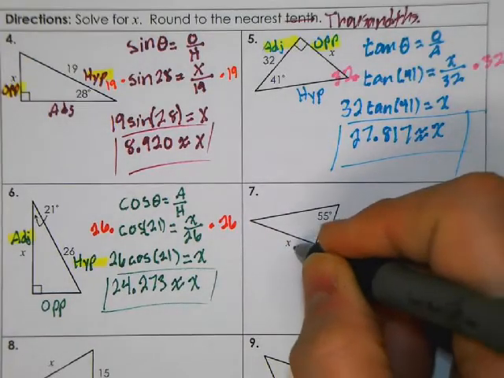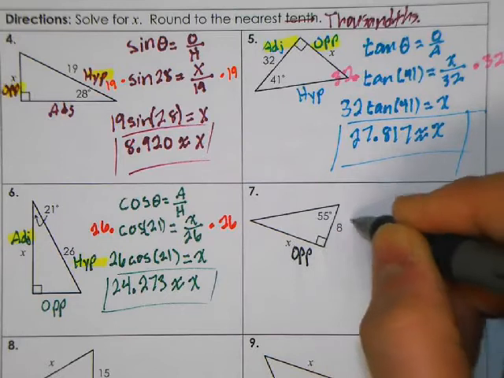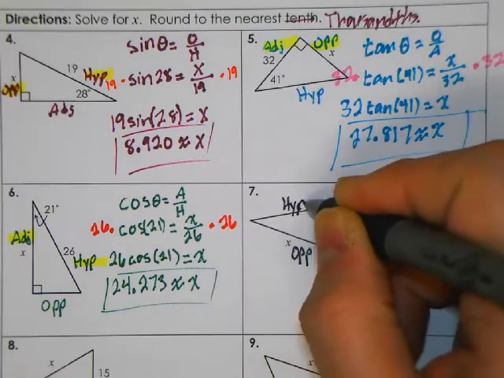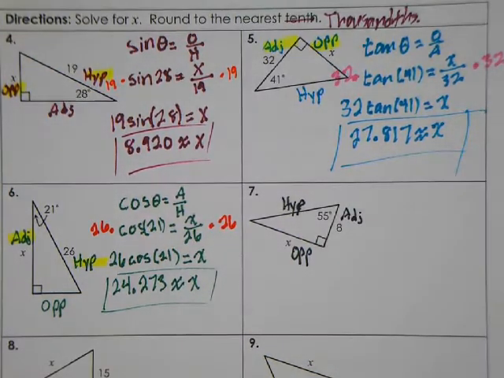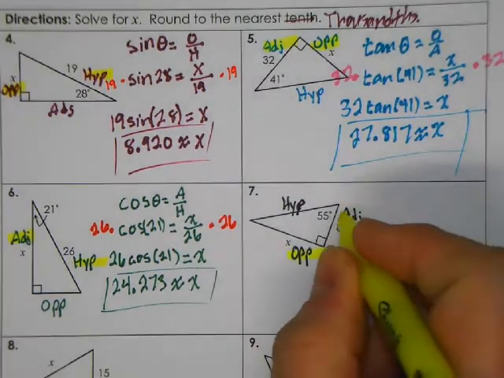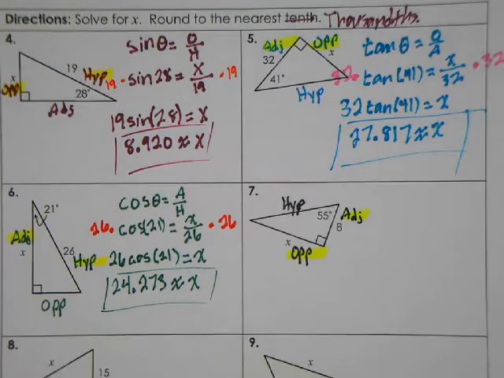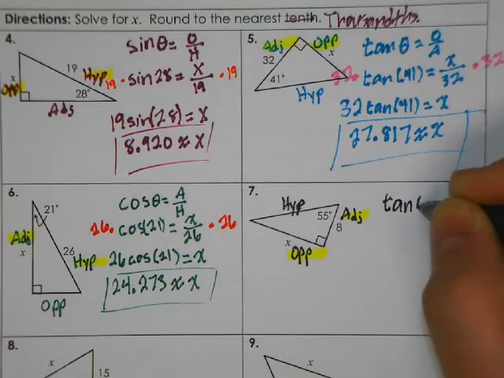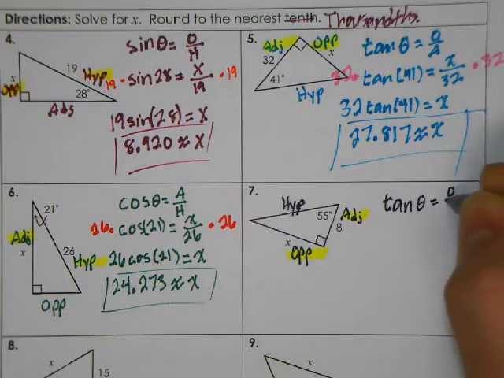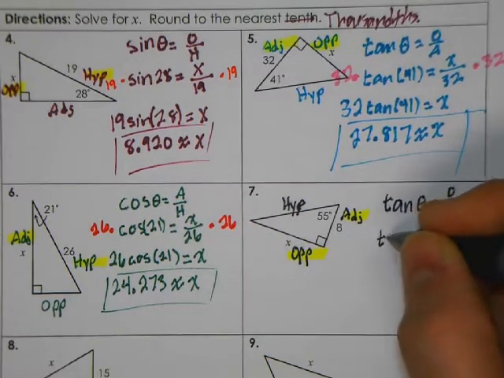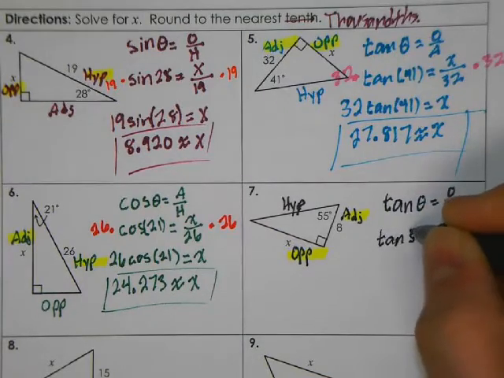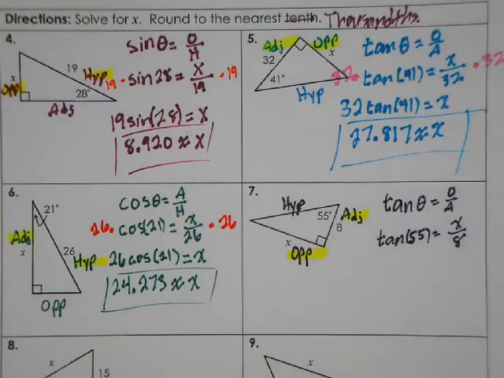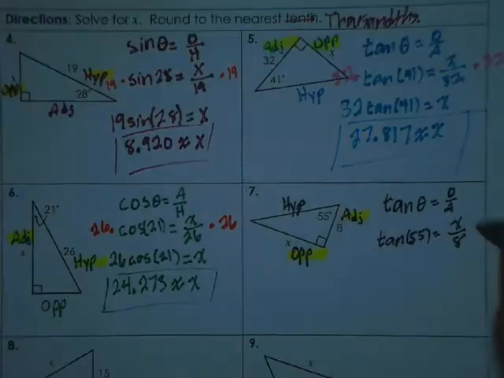So here's my angle. So this is the side opposite of the angle. This is the side adjacent to the angle. And of course, the hypotenuse is opposite of the right angle. So in this case, the two sides that I need is the opposite side and the adjacent side. And so once more, opposite and adjacent, TOA tells me I'm using tangent. So I'm going to say tangent of my angle is equal to the opposite side over the adjacent side. So tangent of 55 in this case is equal to x over 8. And we will multiply both sides by 8 to get it out of the denominator.